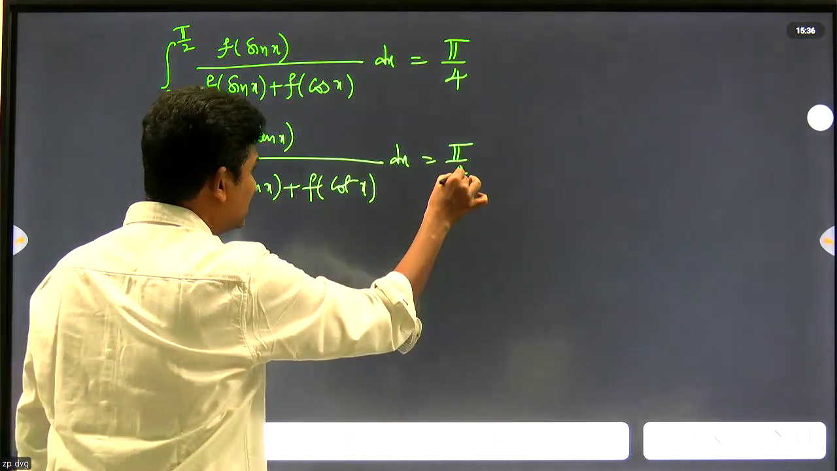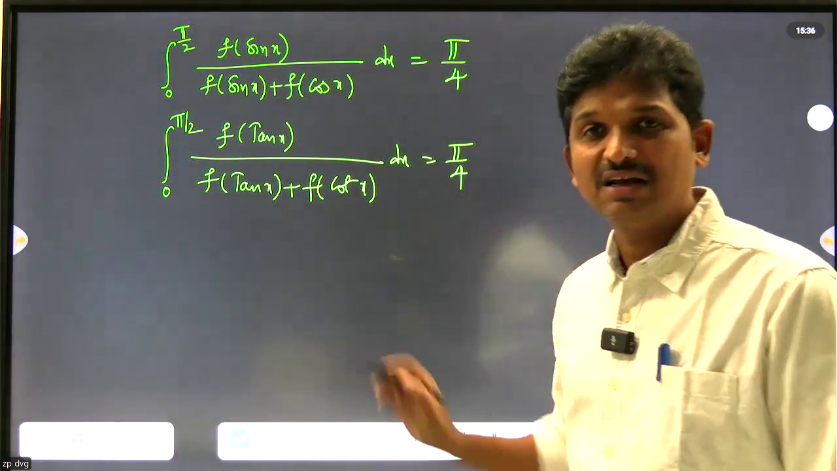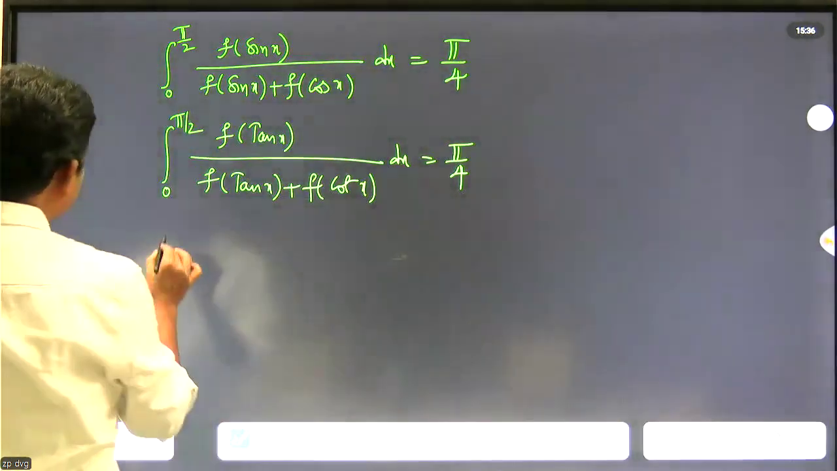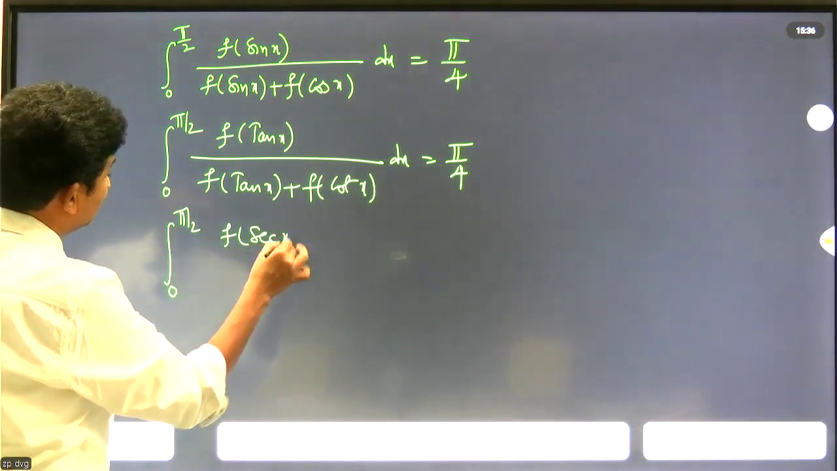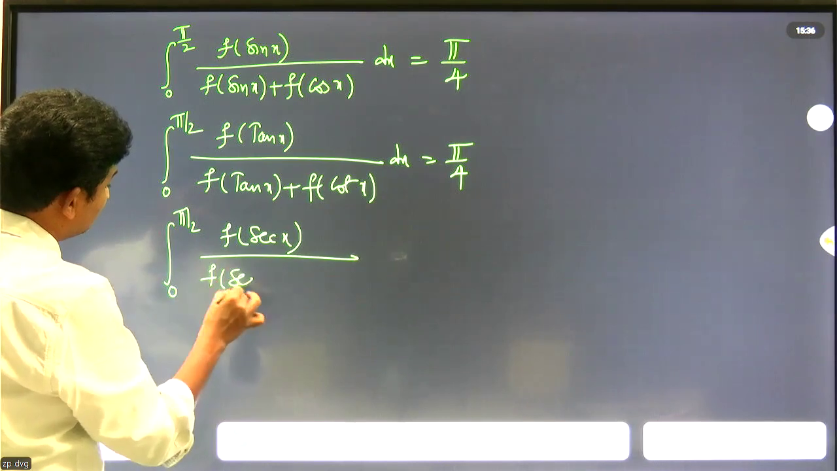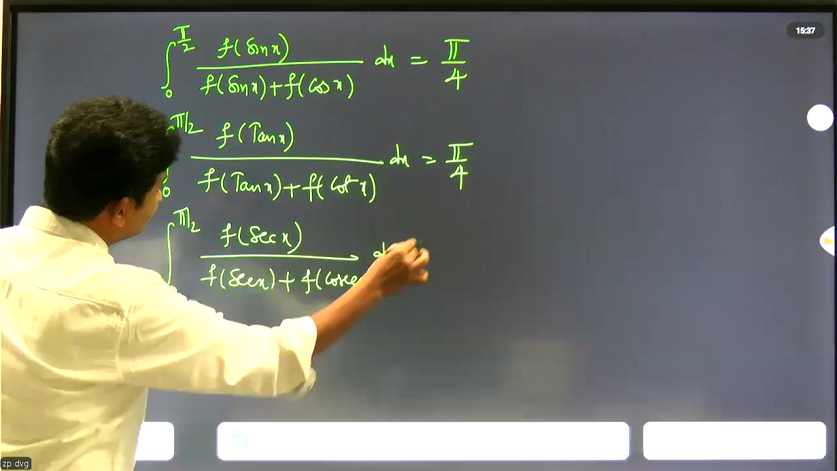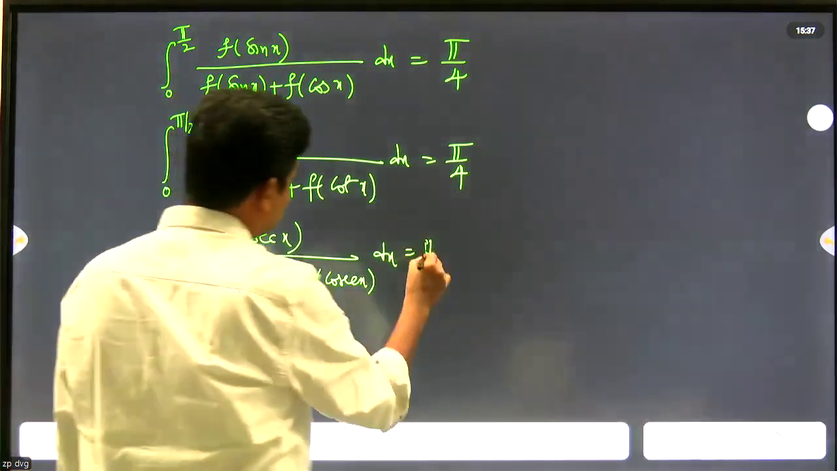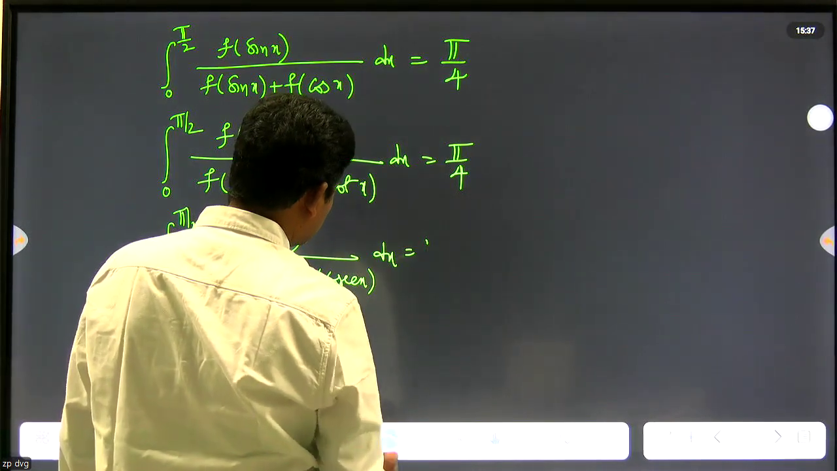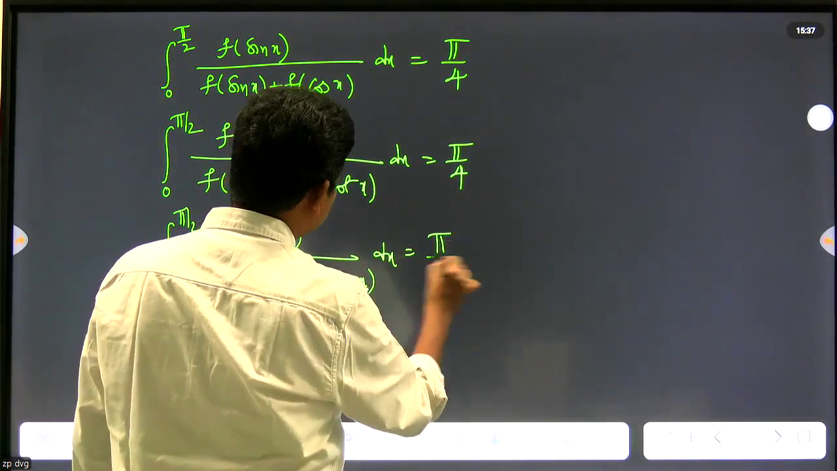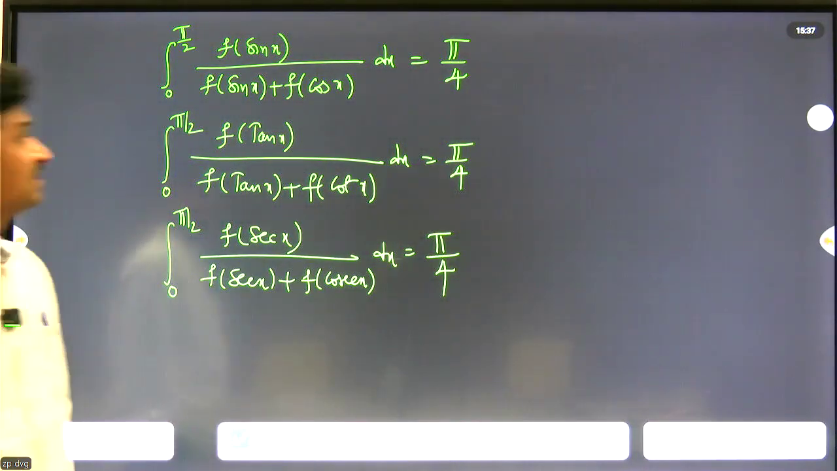In definite integration especially, many tricks and shortcut formulas are there like this, right? Integral from 0 to pi by 2 of f of secant x divided by f of secant x plus f of cosecant x dx. Any problem like this, directly you can write its answer is pi by 4. One question is there, a previous year CET question.